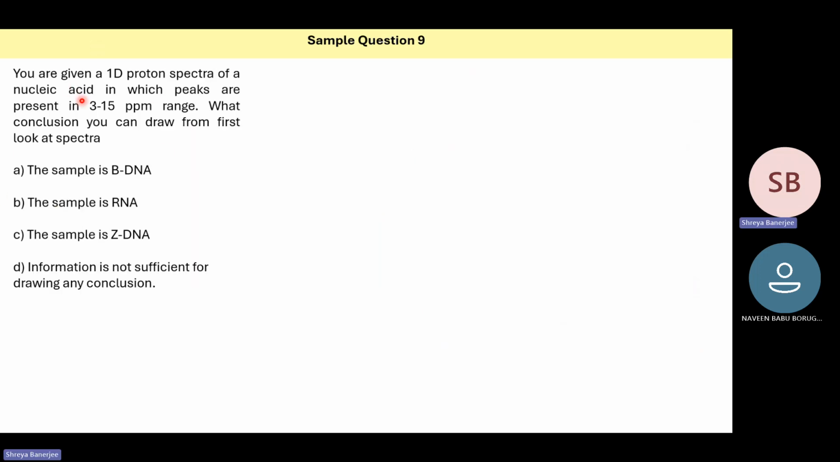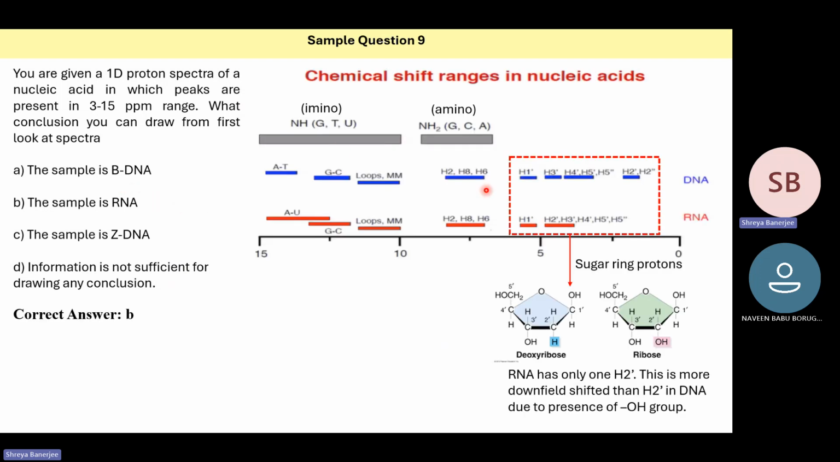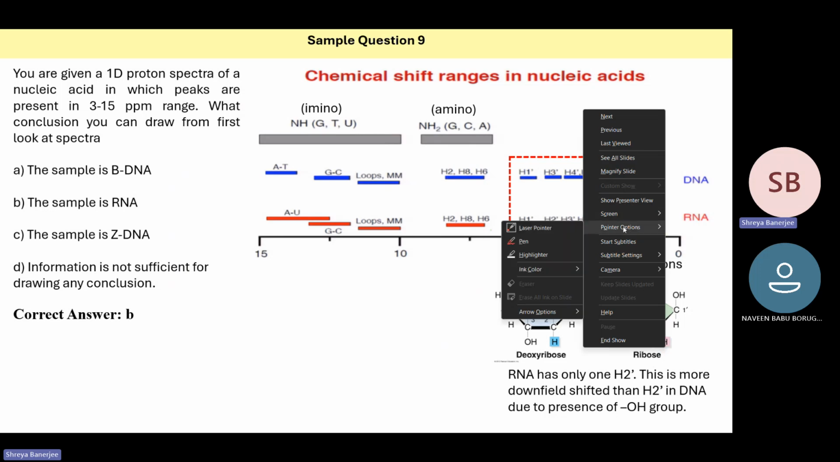Then you have a question saying, you are given a 1D proton spectra of a nucleic acid in which peaks are present in the 3 to 15 ppm range. What conclusion can you draw from first look at the spectra? So this seems like a very difficult question, but it's actually very simple. If you remember the DNA versus RNA, the main difference is at this 2' position. DNA has 2 hydrogens in the 2' position and RNA has 1 OH in the 2' position.